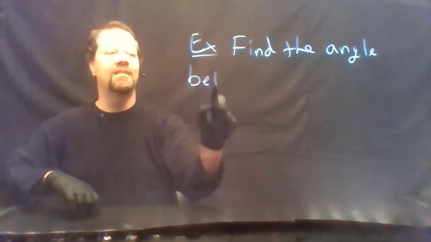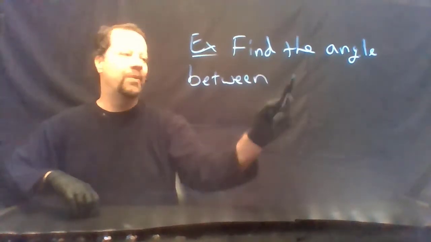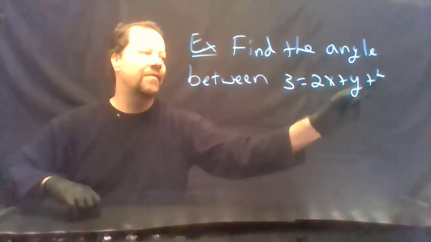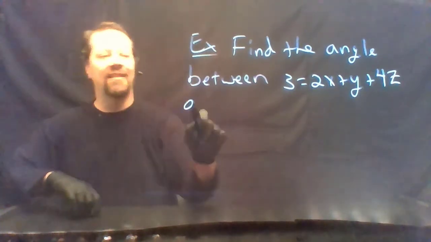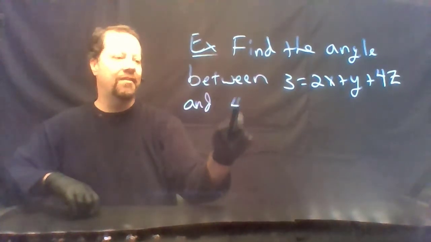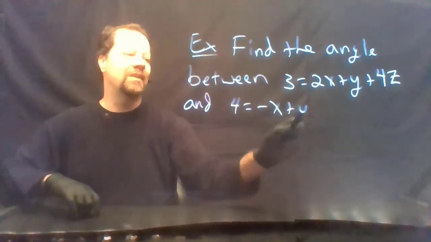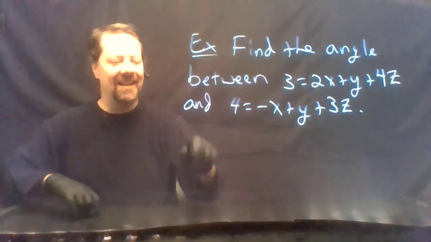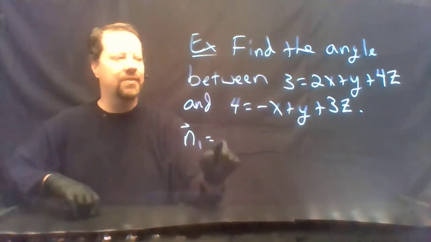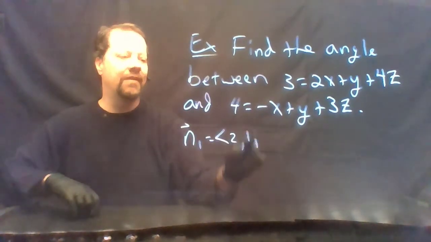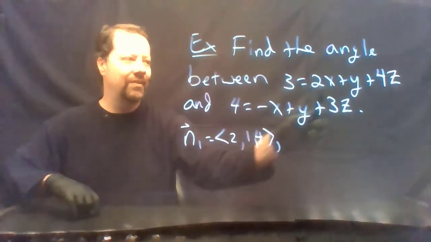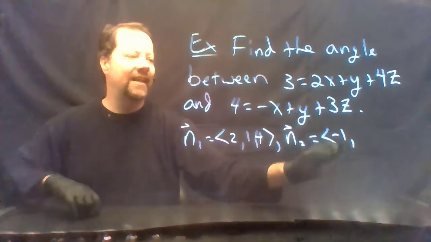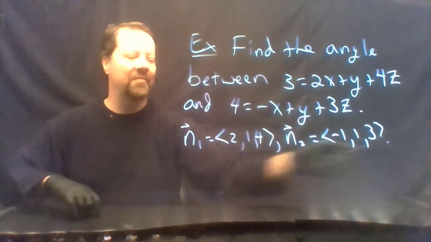Let's find the angle between, say, 3 equals 2x plus y plus 4z, and 4 equals negative x plus y plus 3z. In this case, the first normal is the vector 2, 1, 4, and the second normal is negative 1, 1, 3.